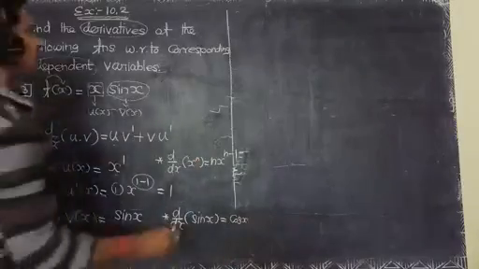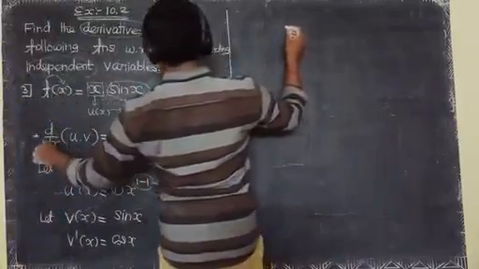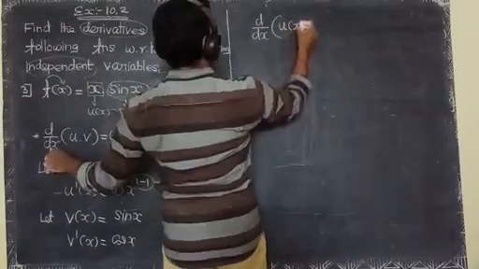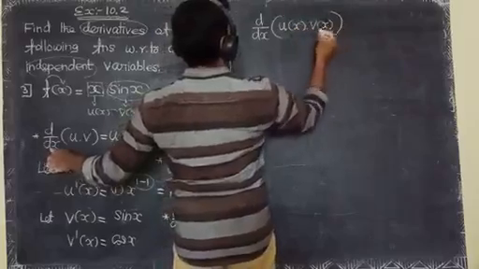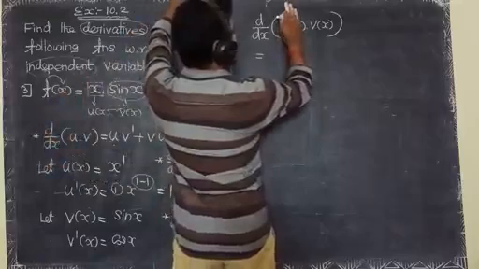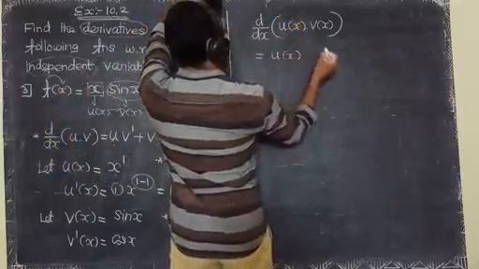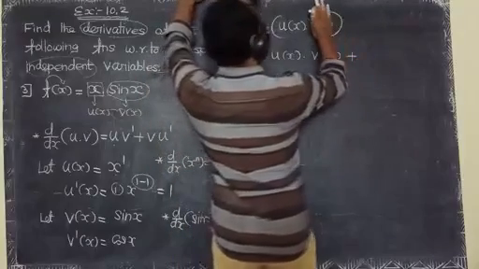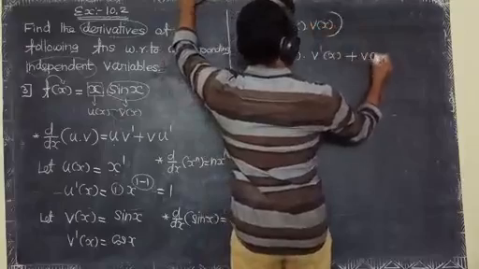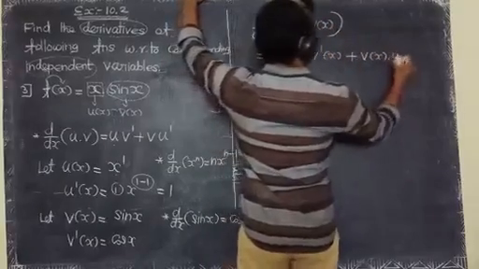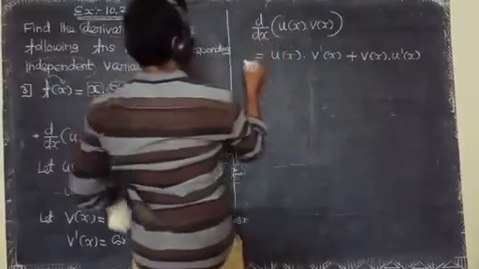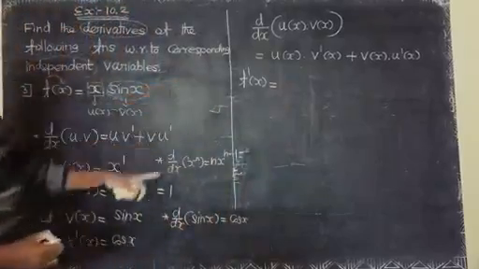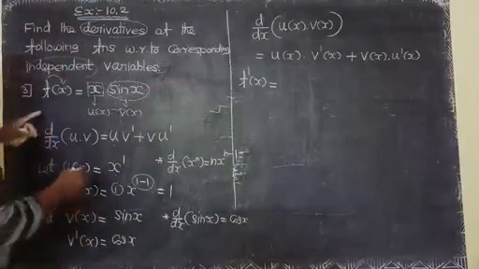Okay, here we know the formula d by dx of u of x into v of x, which is equal to: first hide the function u of x, u of x into the derivative of the function v dash of x, plus now hide the function v of x into the derivative of the function u, that is u dash of x. This is the f dash of x. Substitute this value, that is u of x.